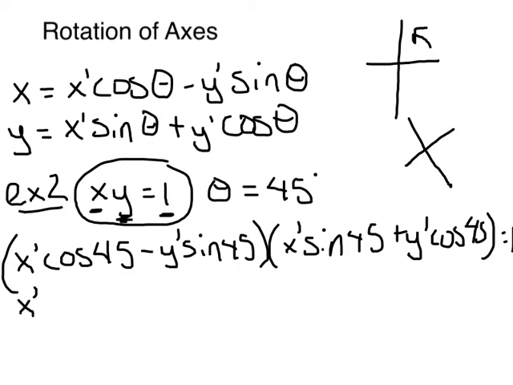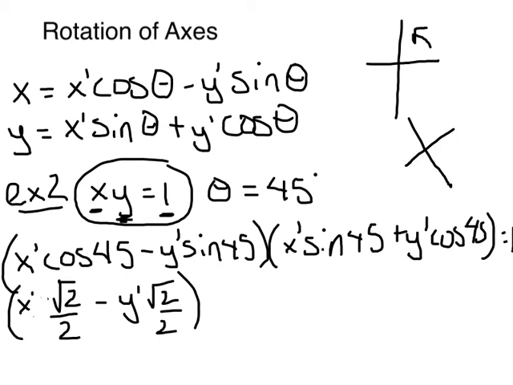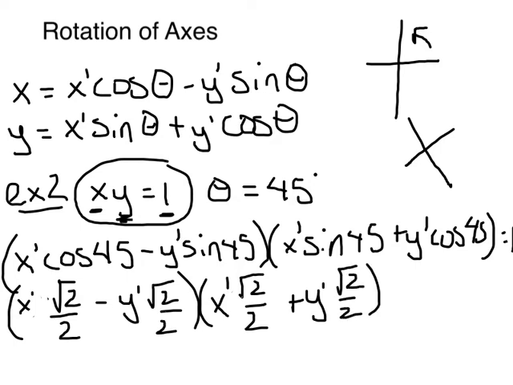So this is x prime rad 2 over 2 minus y prime rad 2 over 2, times x prime rad 2 over 2 plus y prime rad 2 over 2, equals 1. So notice we have two exact factors. The only difference is the minus and the plus.